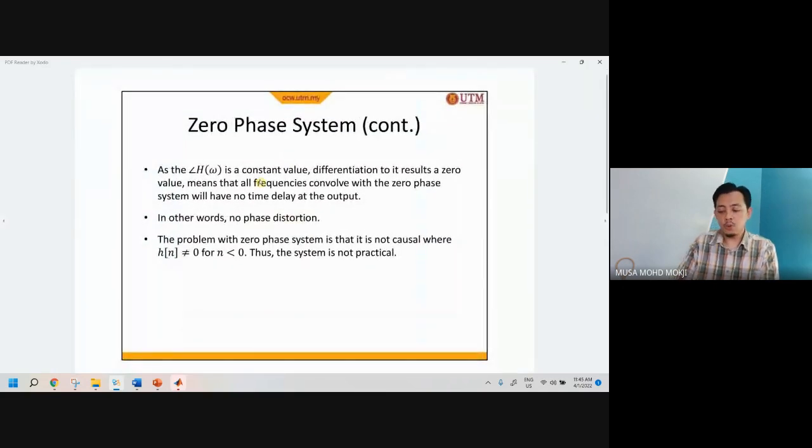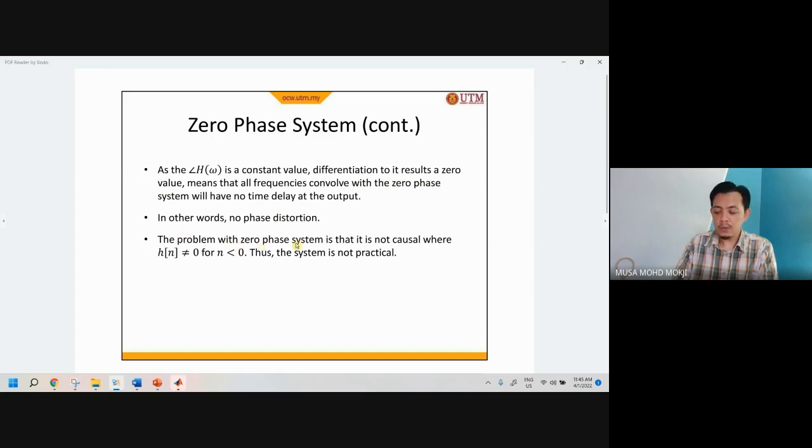As H omega is a constant value, the differentiation of it is a 0 value. So this is the group delay, right? It means that all frequencies convolved with a zero phase system will have no time delay at the output. In other words, there is no delay at all, no phase distortion, because phase distortion is when you have a delay, but the delay is different on different frequencies, right? But what is the problem?